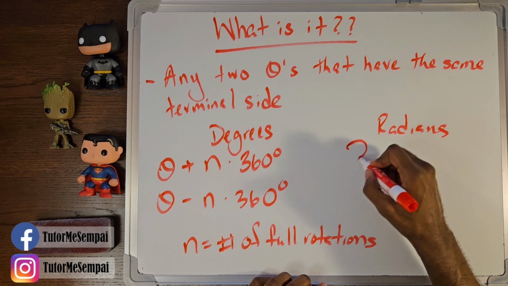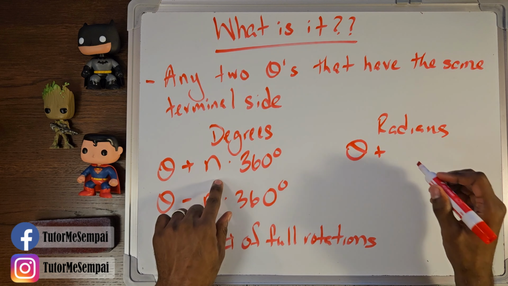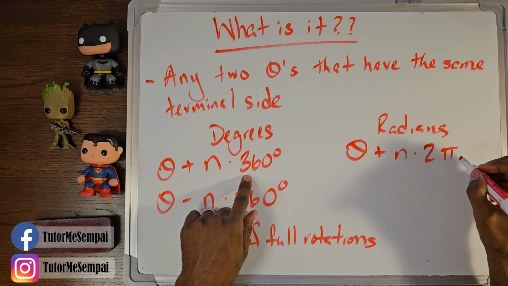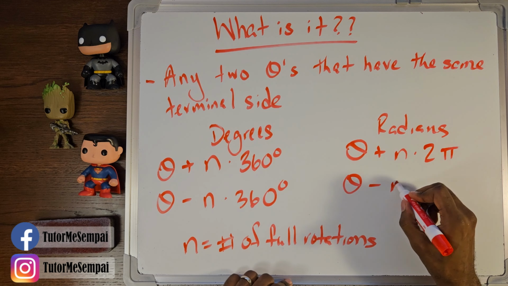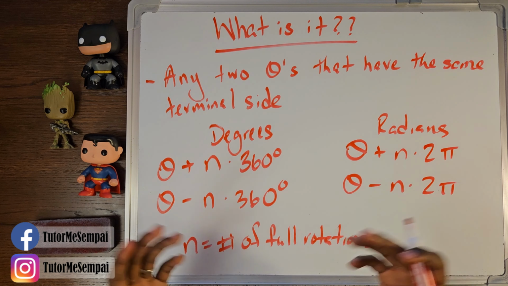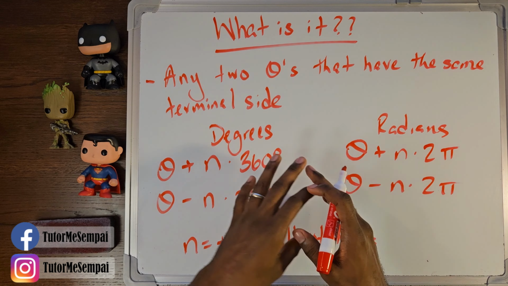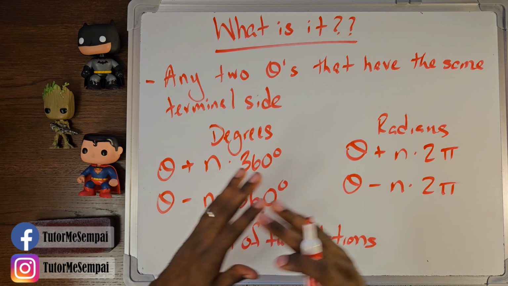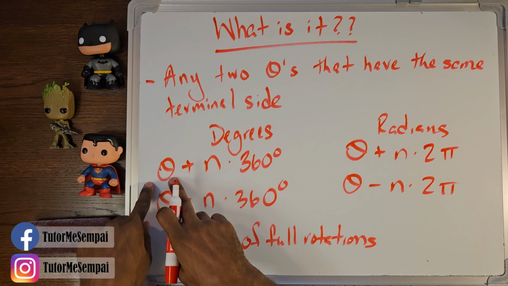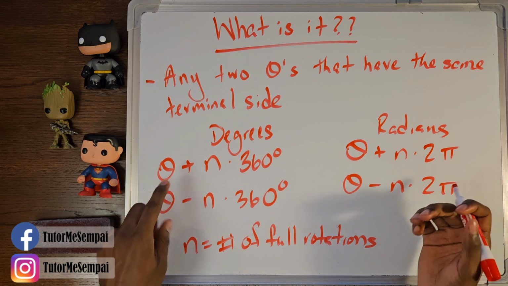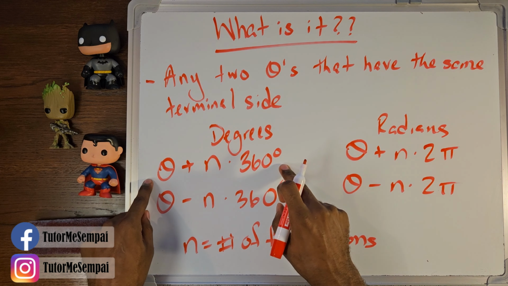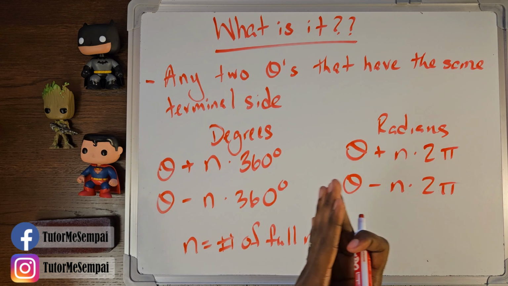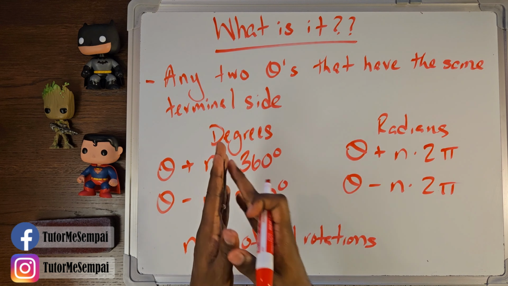If you're in radians, you start at the same theta, and instead of n times 360, you're going to be doing n times 2 pi. So theta minus n times 2 pi. Now n can be 1, 2, 3, 4. It doesn't really matter. It just defines how many loops you're going to be doing. But all of them are going to be coterminal to this first theta and to each other. That means any coterminal angle you find this way is going to be coterminal to another angle you find this way.